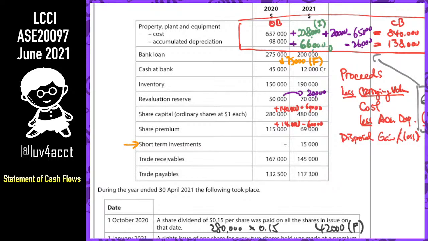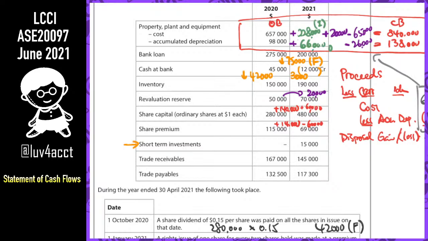So you should look at cash at bank and short-term investment together. So negative 12,000 overdraft with short-term investment 15,000. That means you now have cash and cash equivalent of positive 3,000. That means from 45 to 3,000, you have a decrease of cash and cash equivalent 42,000. This will be our last 3 items of the statement of cash flows.